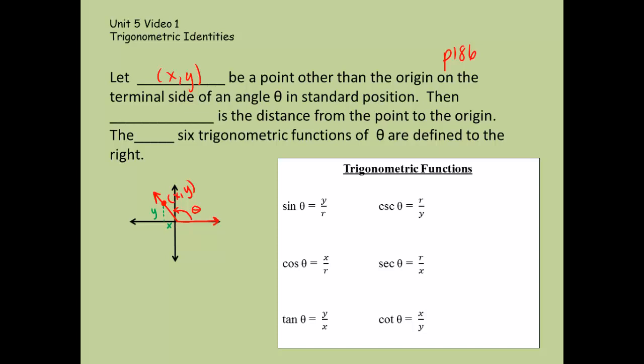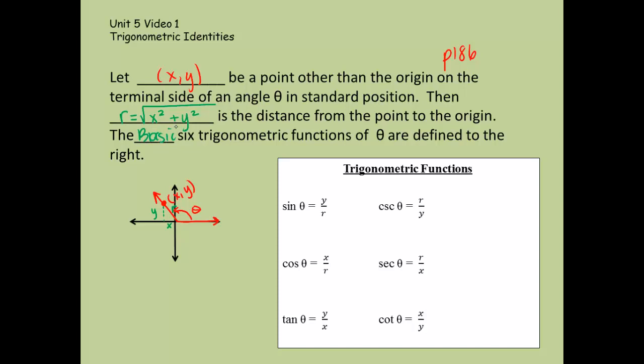The y's can be positive or negative, and so can the x's. And we get r. r equals the square root of x squared plus y squared, and it is the distance from the point to the origin. That's actually our Pythagorean theorem, or the distance formula, because we're going from the origin. So x squared plus y squared equals r squared. I take the square root, and r is the distance.